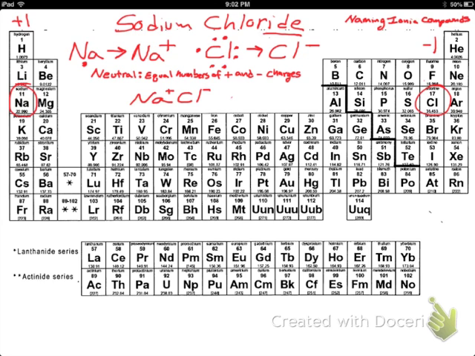But we're not going to write it this way. We're going to leave the charges off and just write it as NaCl. Note that if there's only one atom of the element, we don't write a subscript.